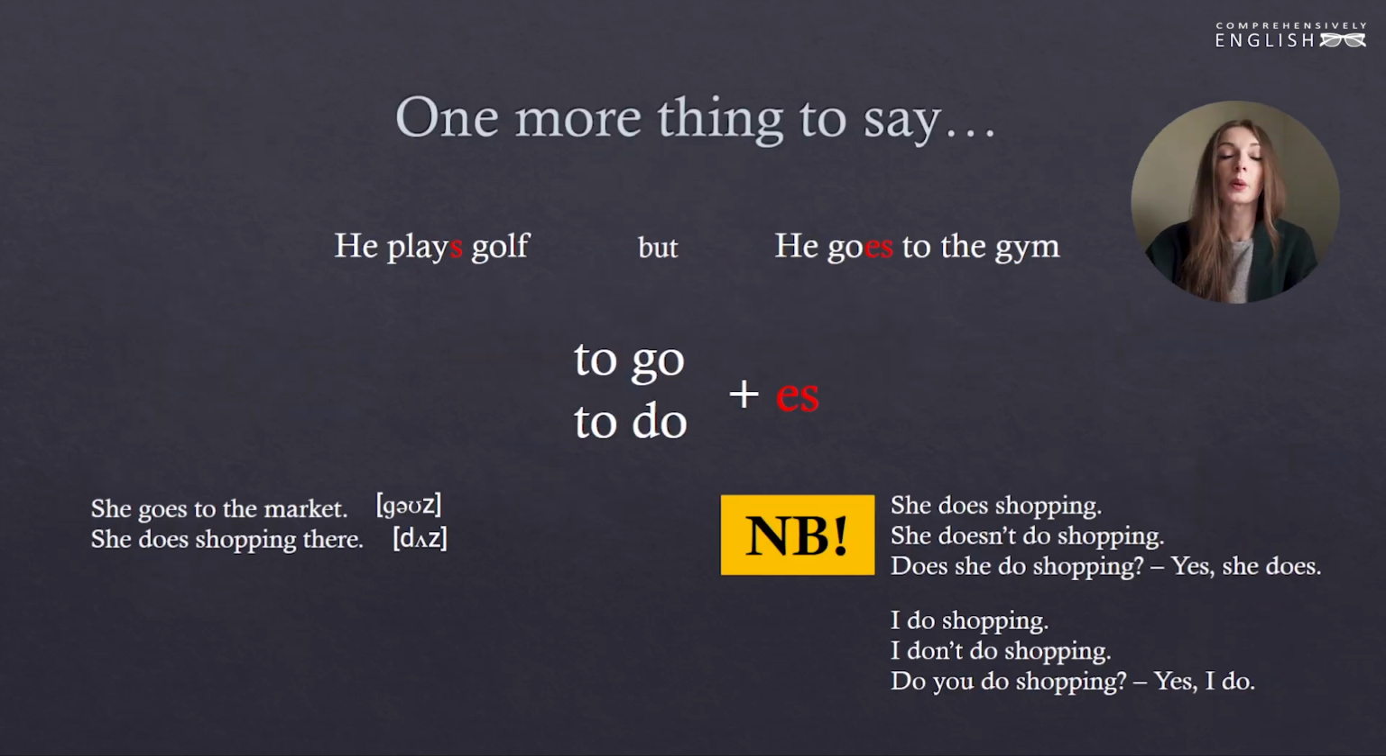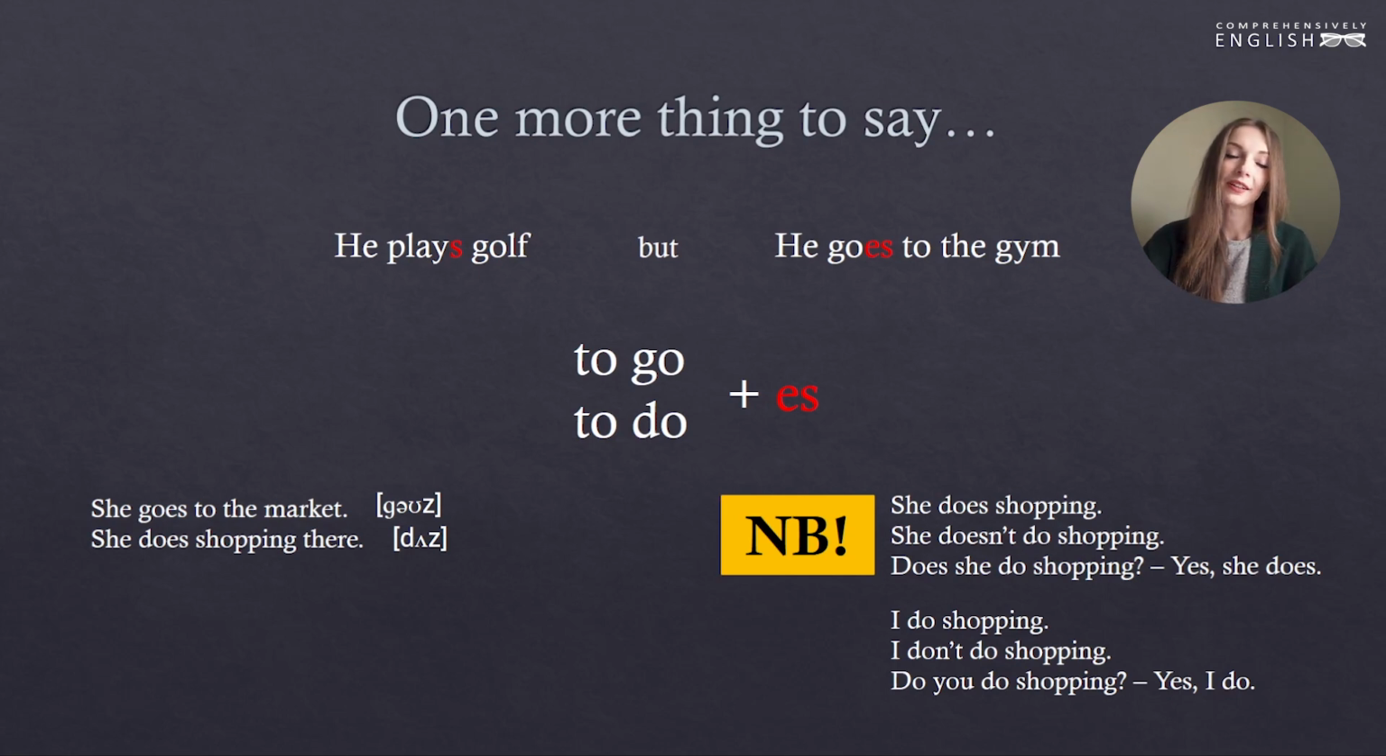Let's continue. Before we proceed with the rules when we can use the present simple tense, let's pay attention to this teeny tiny ending s. He plays golf, but he goes to the gym. Thus we have 2 different variants of this ending. With the verbs to do and to go, we use ending es, so we kind of add additional vowel, but we read goes and does. It's not goes and not does, yeah, but goes and does. She goes to the market, she does shopping there.